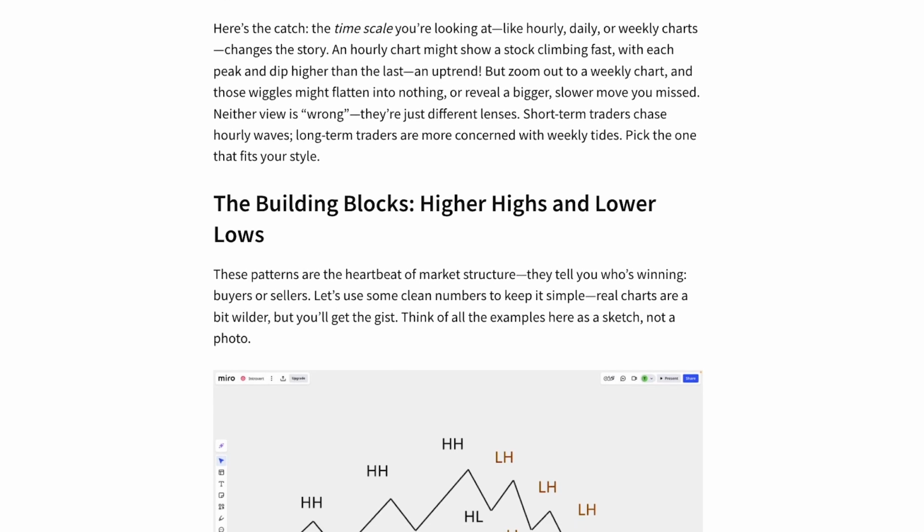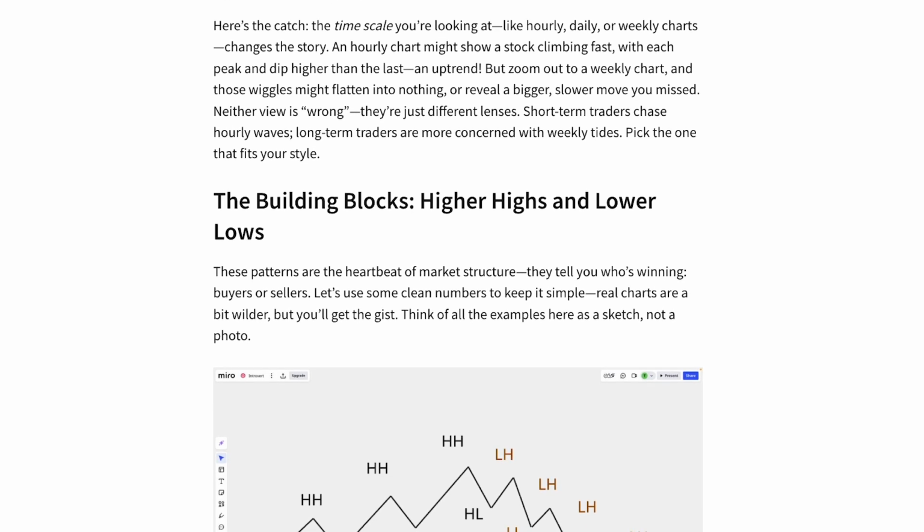Again, the catch is the time scale that you're looking at, like an hourly, a daily, or maybe a weekly chart, changes the story. On a low time frame, when every candlestick represents maybe an hour, you might see a stock climbing fast, and you might be in an uptrend. But when you zoom out to a weekly chart where every candlestick represents a week or a month, those little wiggles might flatten out into nothing, and you might reveal the bigger trend, which could be a downtrend, for example. So the time scales matter, and we're going to talk a little bit more about that.